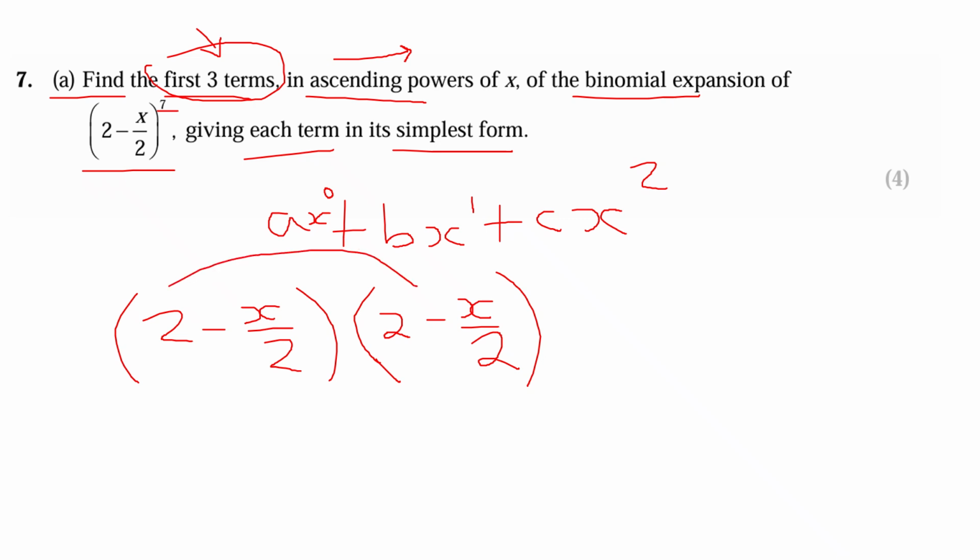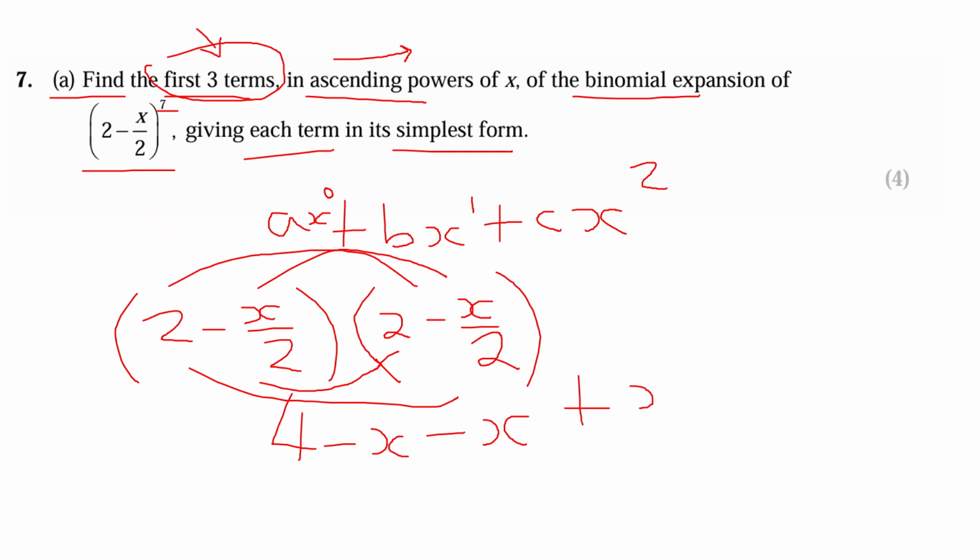So 2 times 2 is 4. 2 times minus x/2 makes minus x, because the half and 2 cancel. Minus x/2 times 2 makes minus x. Then minus x/2 times minus x/2, multiplying fractions, x times x makes x squared, and 2 times 2 makes 4, and it's a plus because I've got two negatives. Lastly, collect like terms. So we get 4 minus 2x plus a quarter x squared.